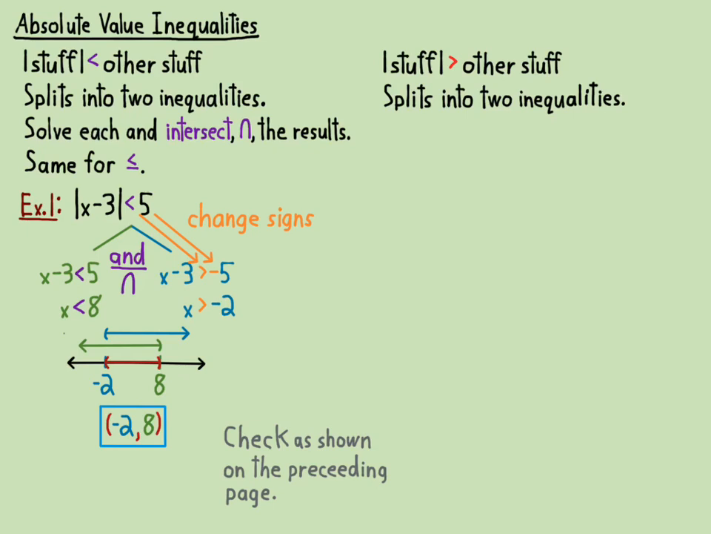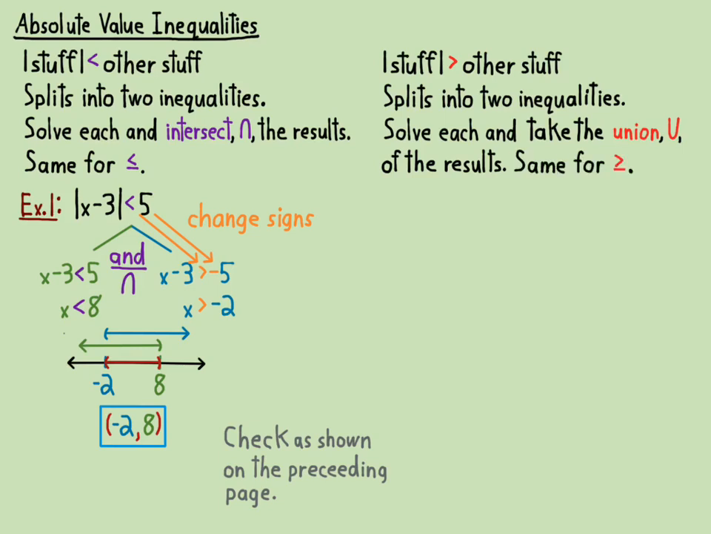Splits into two inequalities, just like before. You solve each, and then you take the union of the results. Okay. And of course the same for greater than or equal to. So here's an example. 2 times the absolute value of 5 minus x is greater than or equal to 6. I want to put it in standard form first, so I divided the 2 out. Split it into two inequalities.